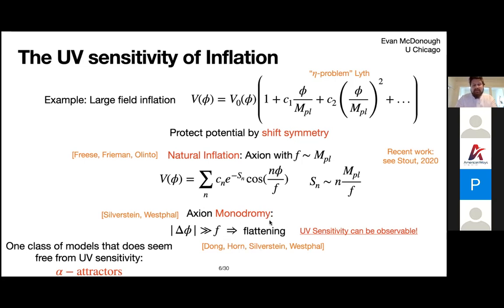And one fantastic result in this context is that the back reaction of monodromy inflation can lead to a modification of the potential, which itself can be observable. So studying the UV completion can not only tell you whether or not your theory is self-consistent, but it can also sometimes lead to observable effects. And I'll briefly mention one model which seems to be somewhat free of UV sensitivity, alpha attractors, and I think that that's itself pretty neat.